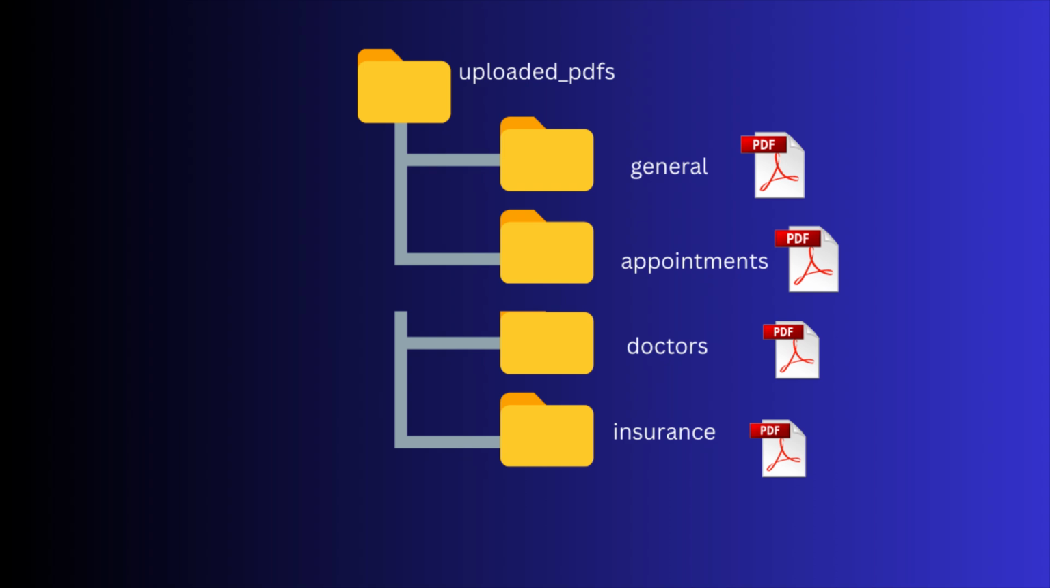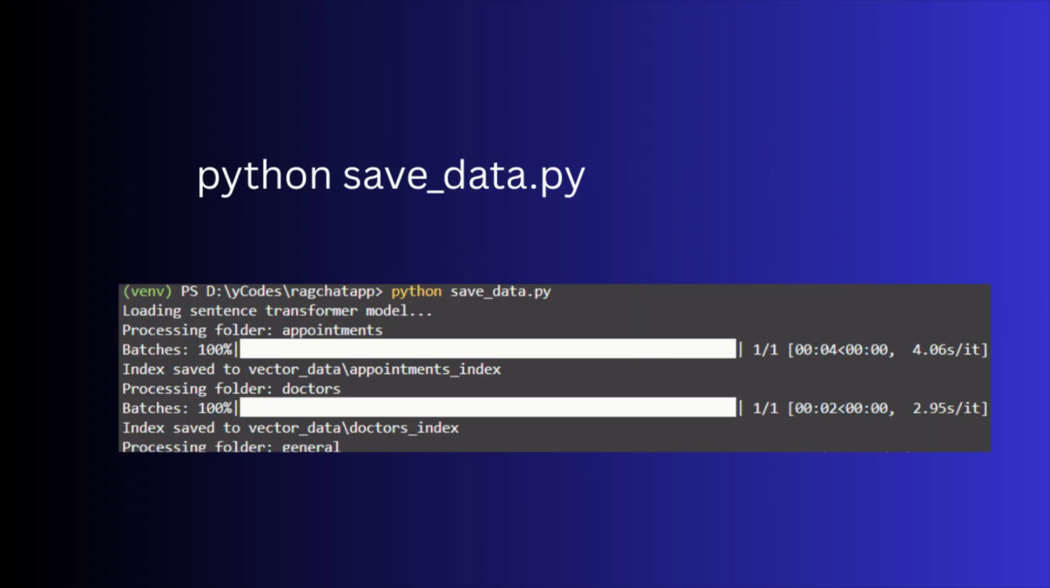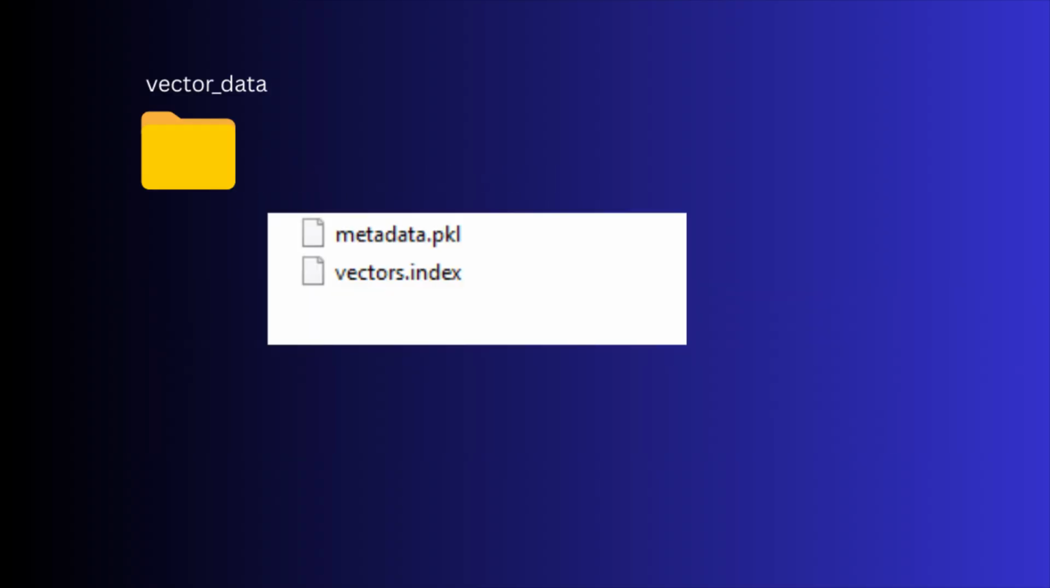Once we complete the script, upload your PDFs in the uploaded PDFs directory based on the categories. Here you need to manually copy and paste the PDFs to the corresponding folders. After that, run this command to create vector indexes. Now you can see the corresponding vector indexes created in the vector data directory.